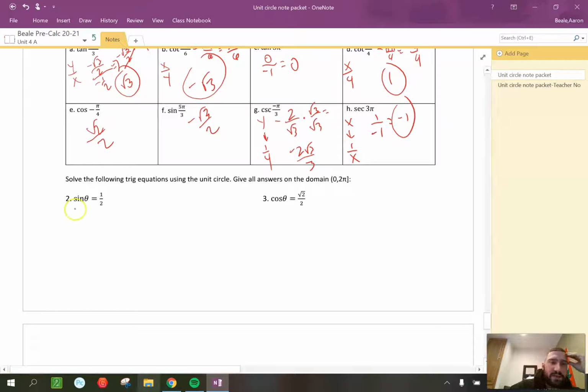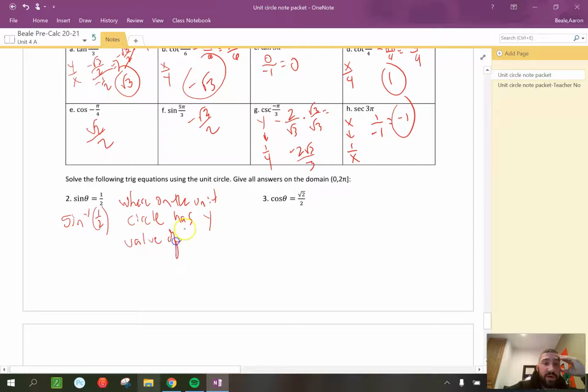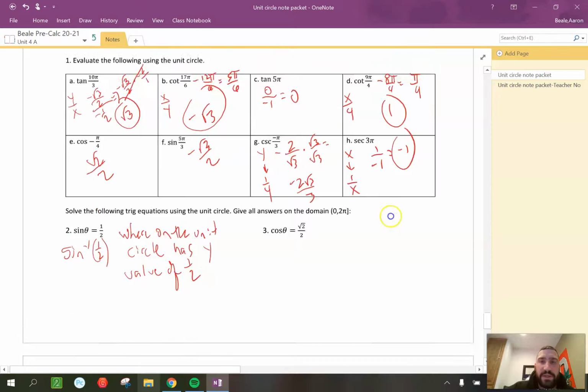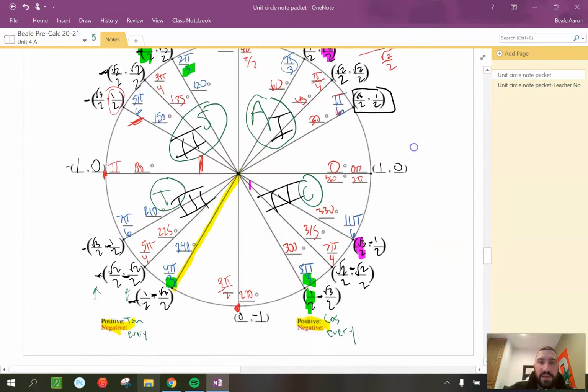And there's another way to write this. You could write this, which you'll see in your homework. They mean the same thing. They mean where on the unit circle, in essence, what angle on the unit circle has sine relating to a y value of 1/2. Now, this might be better to go back to a completed unit circle that I have up here.